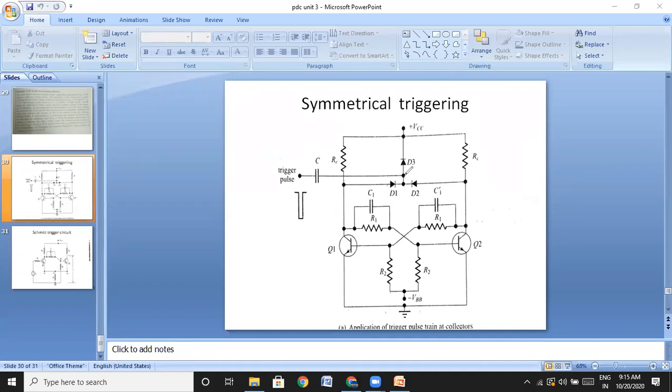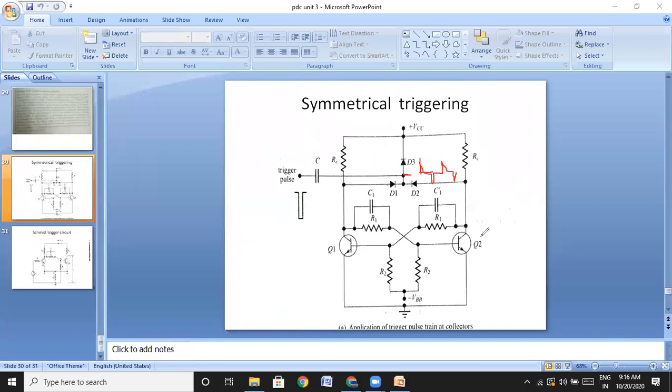Therefore, at this point you are going to get short spikes. Generally we use negative triggering, because negative triggering is more sensitive when compared with positive.